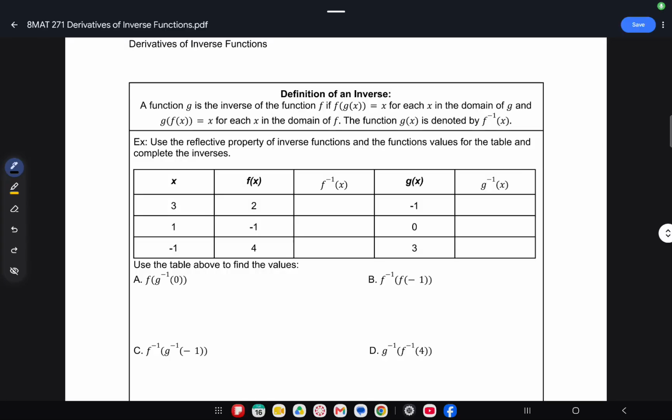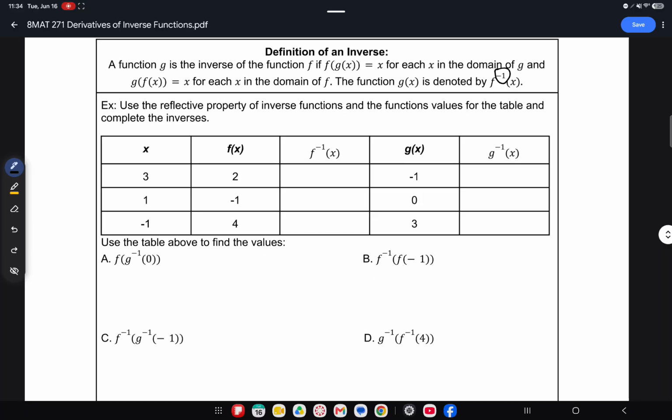We're going to be looking at the derivatives of inverse functions. So let's first look at what is an inverse? A function g is the inverse of the function f if f of g of x is x for every x in the domain of g. And then same for the backwards: g of f of x is x for all x in the domain of f. And then we use this notation for inverse, this -1, almost like it's in an exponent there.